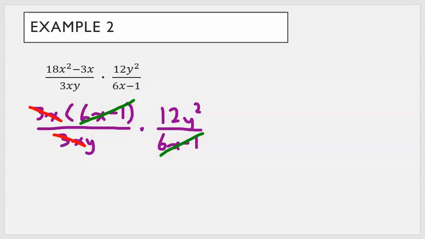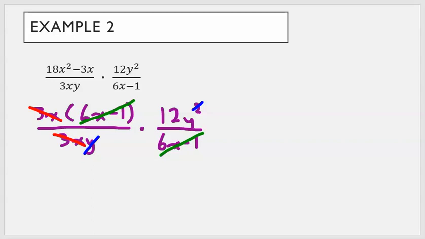And then there's actually a little bit more I can cancel here, because the numerator of the right side fraction, I have y squared, or y times y, same thing, and I have a single y in the denominator of the left side fraction. So I can cancel one of the y's with one of these y's. So I'm just going to mark out the exponent to make sure I remember that there's still another y left in this numerator.